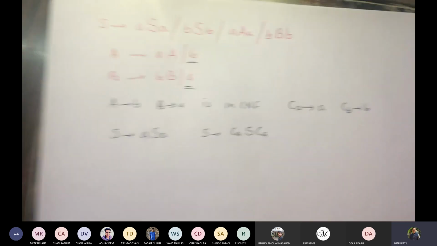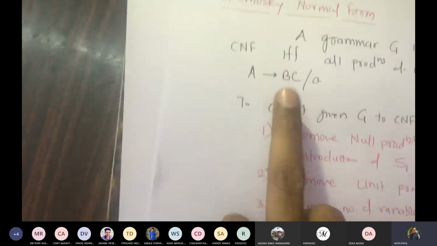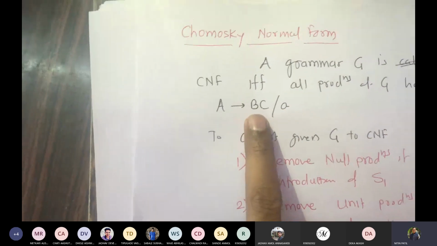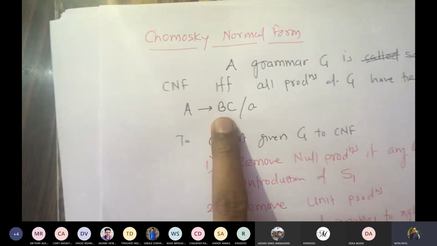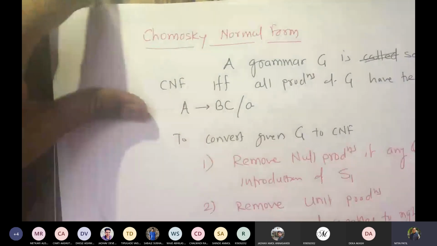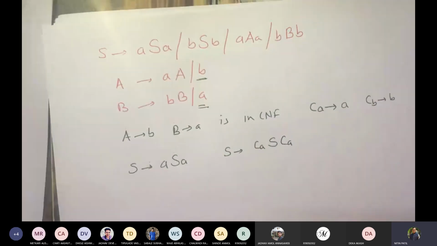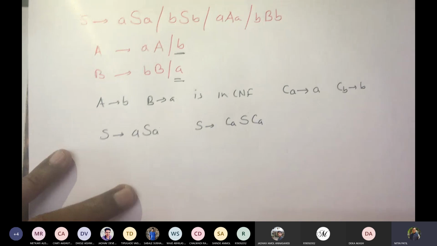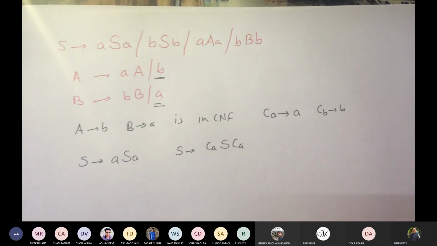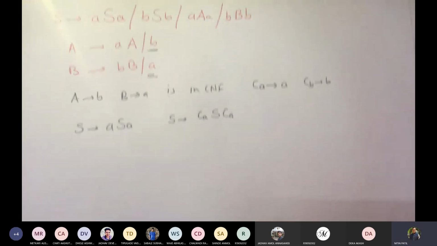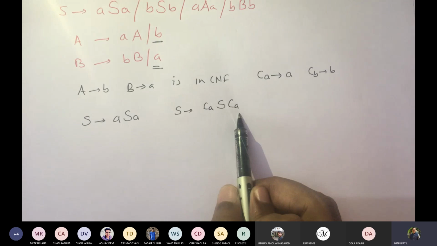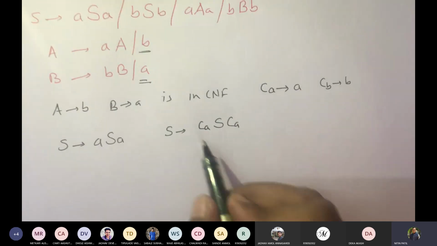But what is the rule for CNF? We said that it should have how many? Only two variables on the right side. How many of them are there now on the right side? See, 1, 2, and 3. Now we have to control this one.